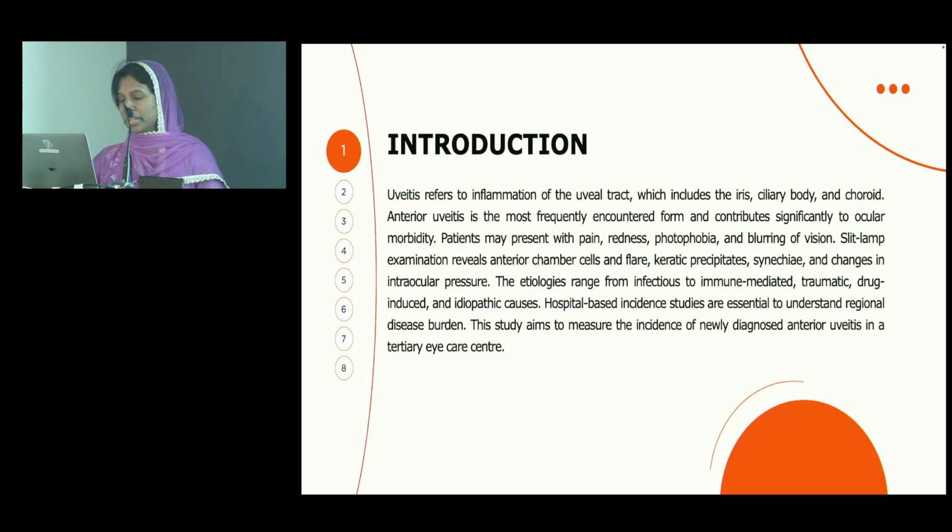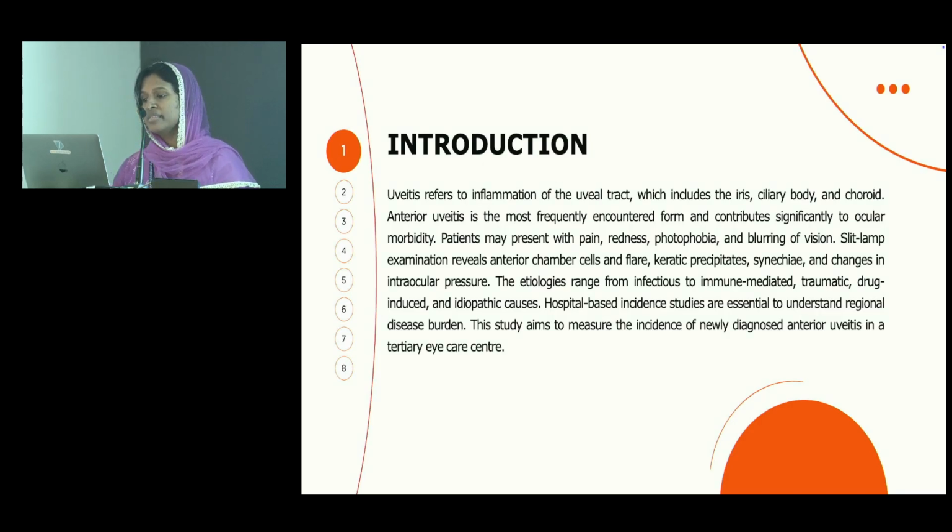Anterior uveitis is the most frequently encountered form and contributes significantly to ocular morbidity. Patients may present with pain, redness, photophobia, and blurring of vision. Slit lamp examination reveals anterior chamber cell flare and keratic precipitates, with significant changes in intraocular pressure. The etiology ranges from infection to immune-mediated, traumatic, drug-induced and idiopathic causes.